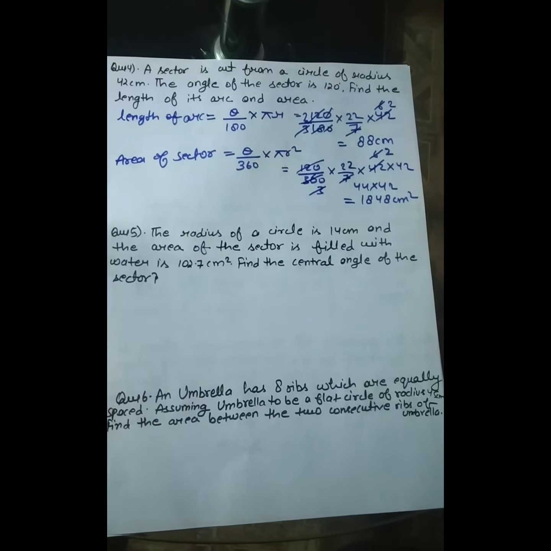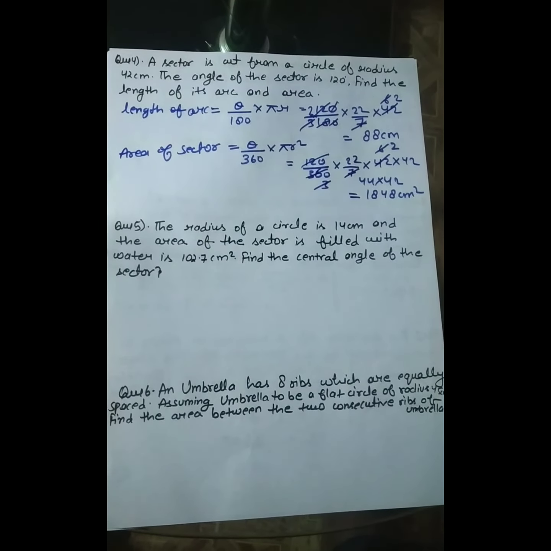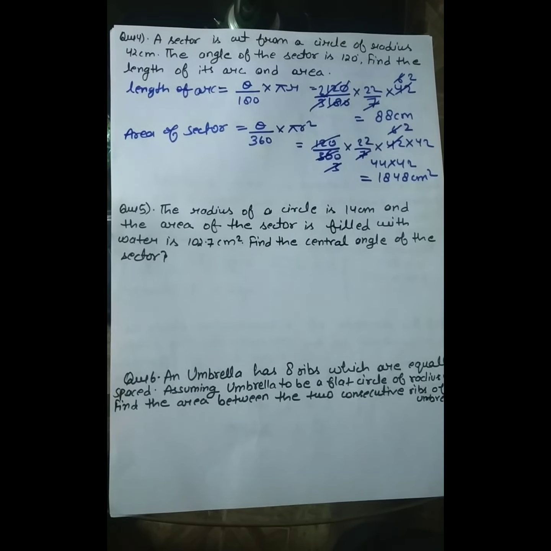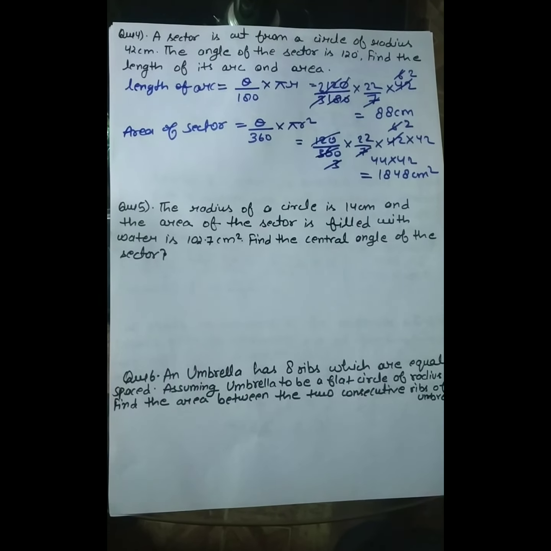Got it, guys? Now the question number 5: the radius of the circle is 14 centimeter and the area of the sector filled with water is 102.7 centimeter square. So find out the central angle of the sector.